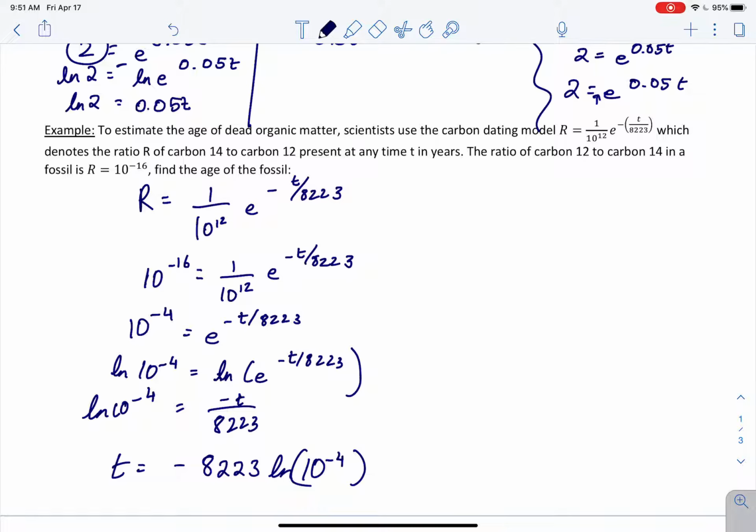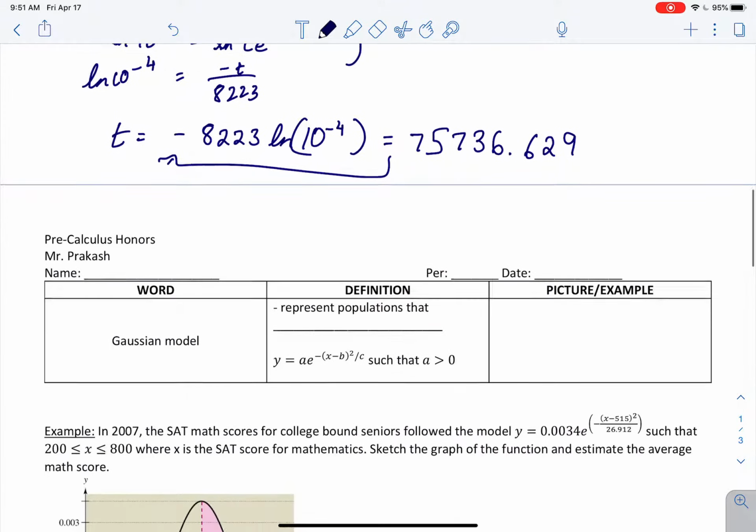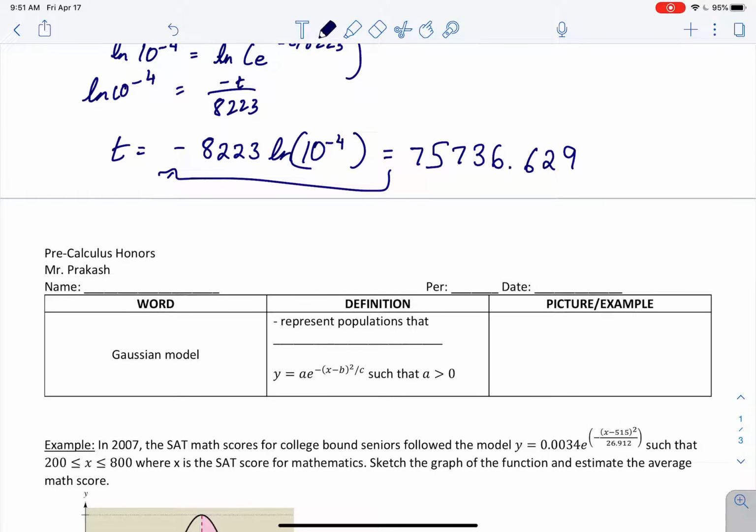My calculator is taking some time to figure that out. Got 75,736.629. Not sure I trust my calculator because it was being kind of weird. But this is the expression you would type in. And then I think that's the number you should get for that. But I'm not exactly sure based on my calculator right now.